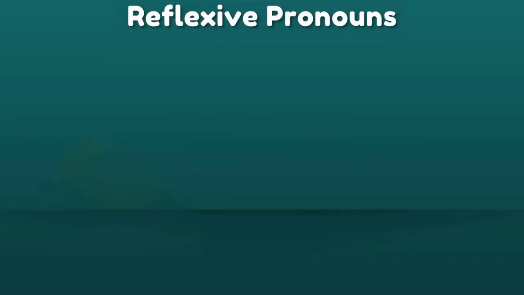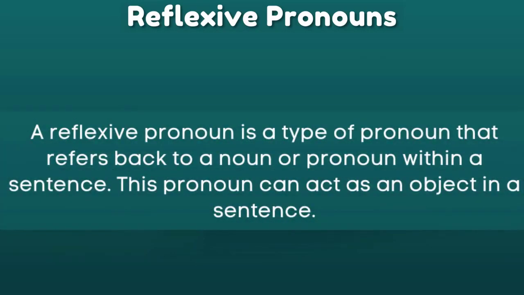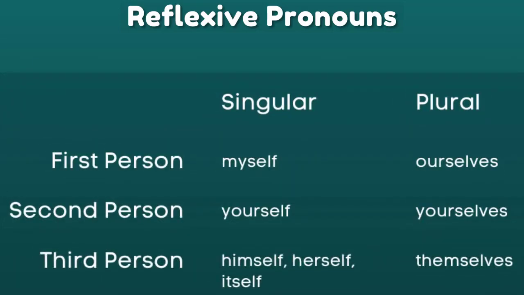Reflexive pronouns. A reflexive pronoun is a type of pronoun that refers back to a noun or pronoun within a sentence. This pronoun can act as an object in a sentence. Reflexive pronouns singular. First person, myself. Second person, yourself. Third person, himself, herself, itself.